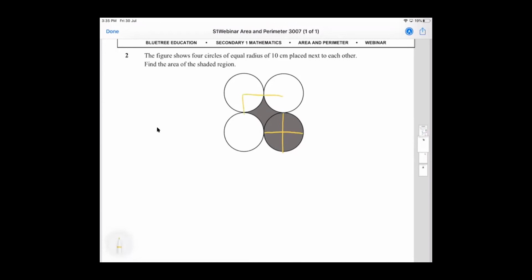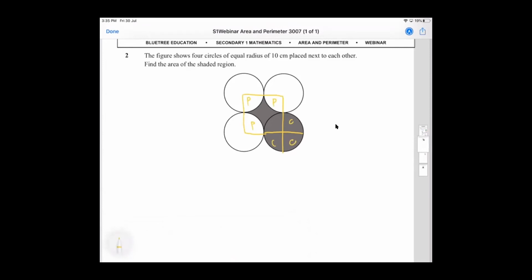Okay, this question. Oh wait, I'm going to draw it properly, like this. This question, I'm going to cut and paste. I think cut and paste is a method that you learned in PSLE as well. So we are going to cut this circle into 4 equal parts, into quadrants. Then I'm going to cut this, paste here. Cut, paste, cut, paste. I'm going to cut and paste until I form a square in the middle.